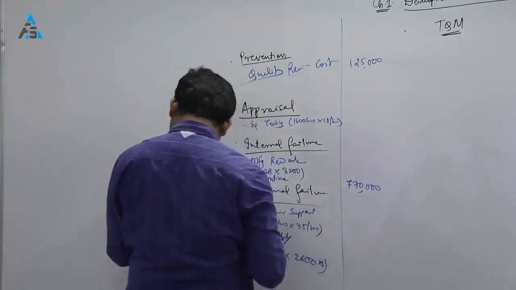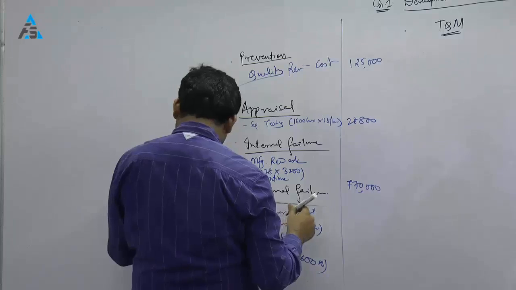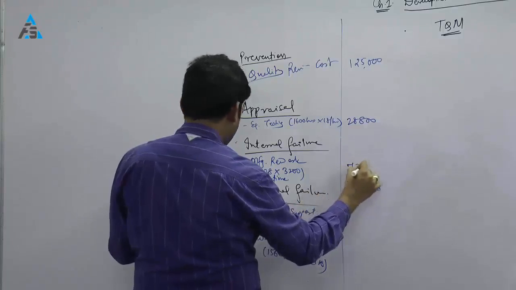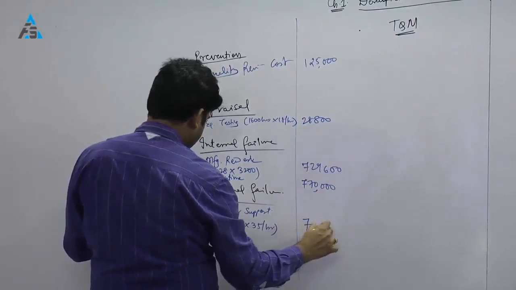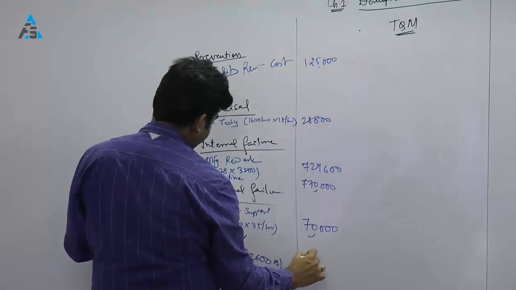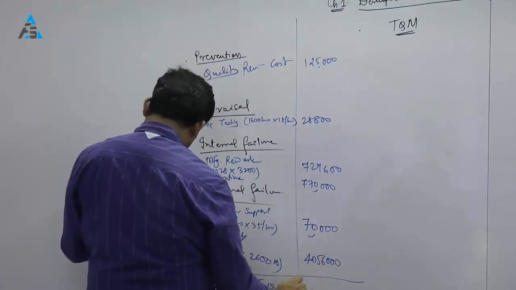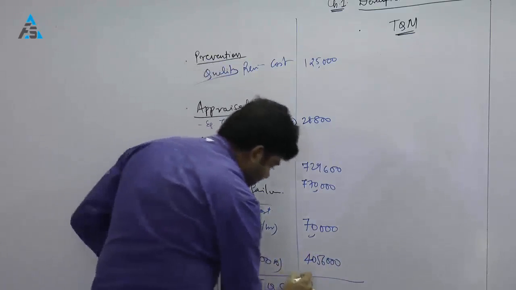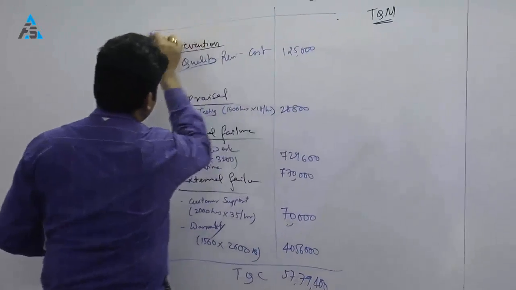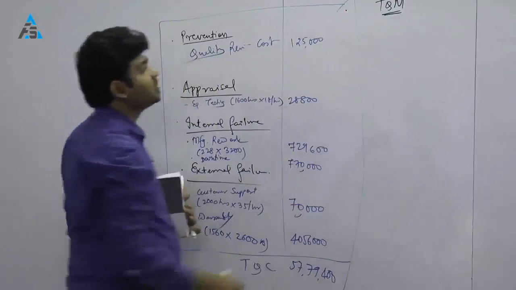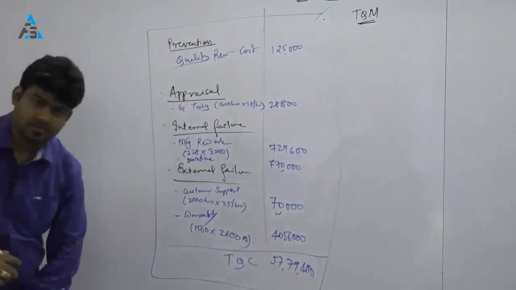1,600 into 18 will give me 28,800. Manufacturing rework 228 into 3,200 will give me 729,600. Customer support will give me 70,000. And lastly, warranty will give me 4056,000, and the total quality cost, TQC, will work out to 57,79,400. So 57,79,400 is the total quality cost, and that completes my answer. Again, as I said, can be expected for a 4 to 5 mark question number 1. Thank you.